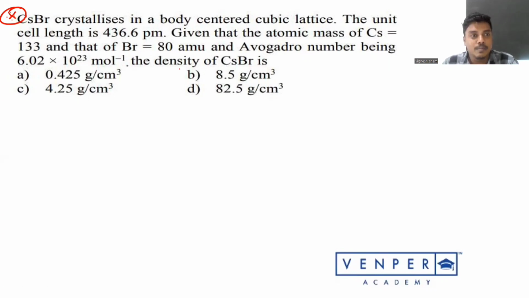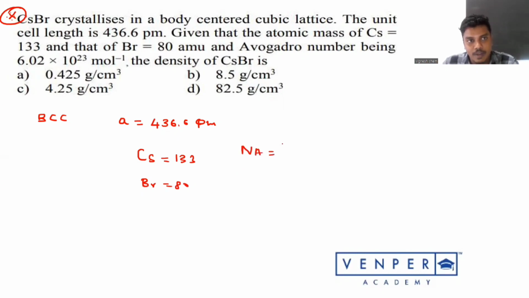See the question. Cesium bromide crystallizes in the body centered cubic, BCC. What is the first data given? BCC. What is BCC? The body centered cubic lattice. The unit cell length a is given. What is the value of a? 436.6 picometer. The atomic mass of cesium is given as 133 and the atomic mass of bromine is 80. And they also give the Avogadro number, right? Yes, we know the Avogadro number NA is 6.023 into 10 power 23 per mole.